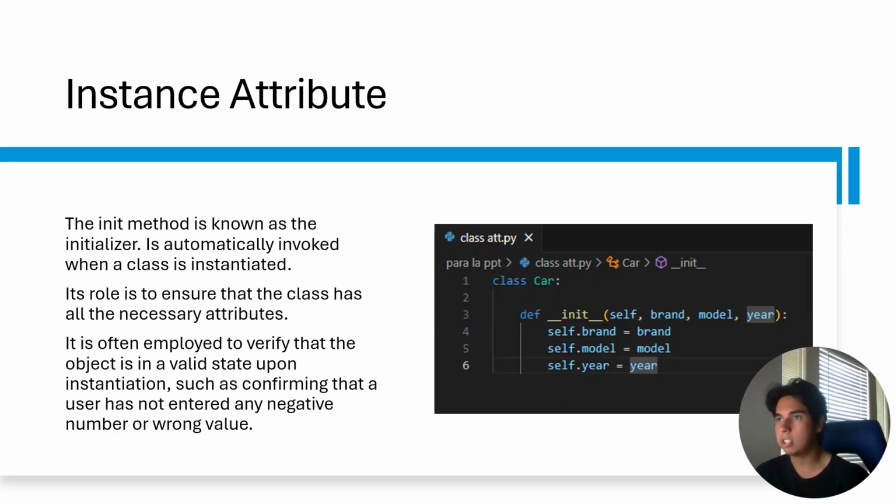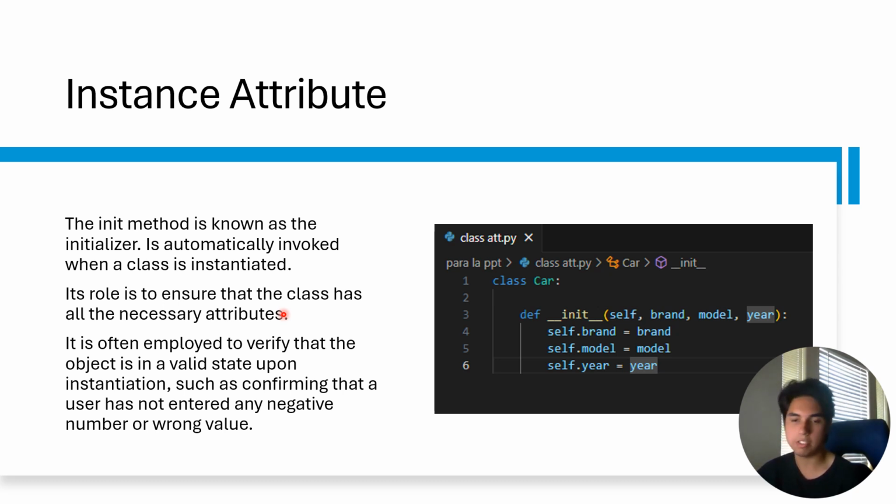So what is an instance attribute? It's also known as init. It's Spanish, so I don't know how to pronounce it all, but I know it's written like this, right? And this is also known as the initializer. I would like to call it initializer, so for the next part of the video, I'm going to say initializer. It automatically invokes when a class is instantiated. Its role is to ensure that the class has all the necessary attributes and is often employed to verify that the object is in a valid state upon instantiation. So it confirms that the information is correct, basically.